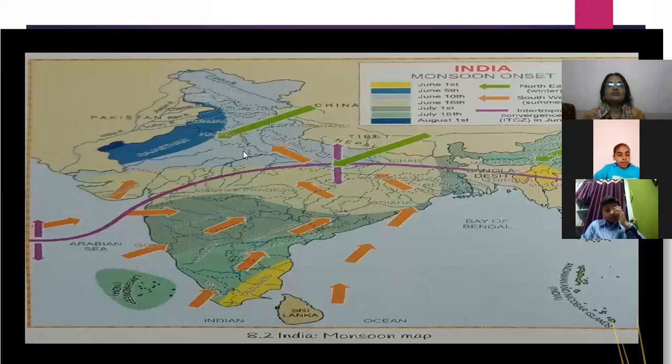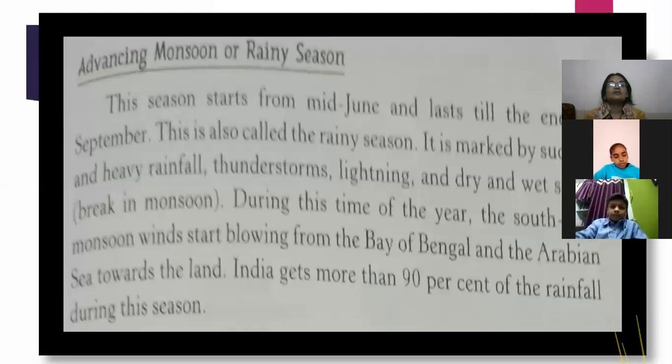Okay. So this is the chart you can see about the monsoon map. And now about the advancing monsoon and the rainy season. You all know advancing monsoon means the starting of the monsoon, and this season starts from the mid-June and lasts till the end of the September. You all know the months of this rainy season. And this monsoon season is also called as rainy season. It is marked by the sudden and heavy rainfall, thunderstorms, lightning, and dry and wet spells, that is, break in monsoon.